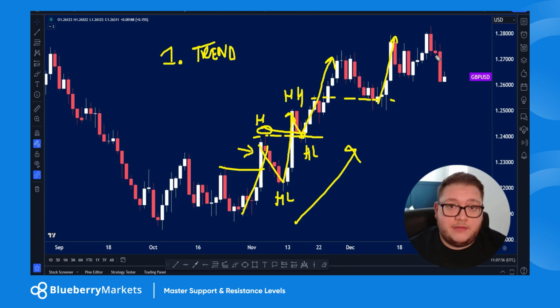You've got a trend in the market, you're looking at the higher highs and higher lows, and you're identifying that when a high gets broken, that is an area of support for price. So that is the first one.